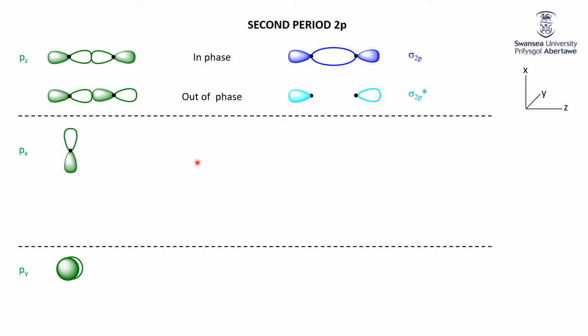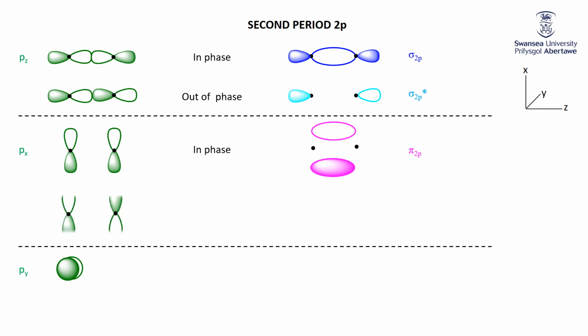Now if you remember, when the px's come together, they're not pointing at each other. They are up and down. They're parallel to each other. So we don't get sigma, we get pi. So we can do the in phase combination that again you've seen before. There's the negative bonding lobe, the positive bonding lobe, giving us that pi 2p bonding.